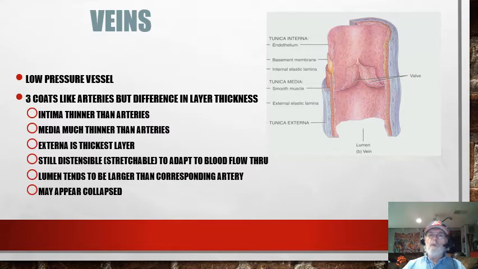The reason these walls are so thin, particularly the intima and the media, is that it allows the veins to sag a lot. Probably about 60% of my circulation at any one time is in the veins, okay? Simply because they're called capacitance vessels. They can actually fill to capacity and beyond. Sort of like standing room only in veins, because they can sag a lot because the walls are so thin, okay? So they're very distensible, very stretchable, so they're able to adapt to the amount of blood flow that's going through them, okay? The lumens have a tendency to be much larger than the corresponding artery and frequently look flat.